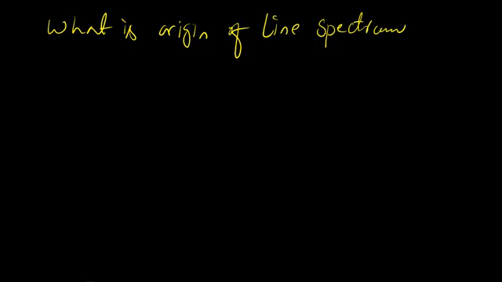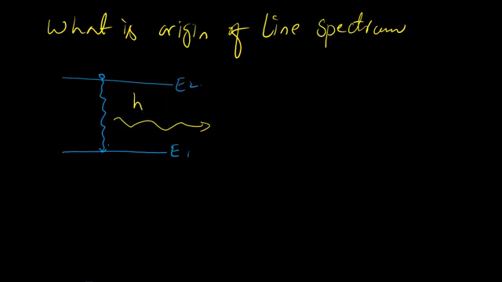According to the Bohr atomic model, electrons jump from a higher energy state to a lower energy state. Suppose these are the two energy levels E1 and E2. When the electron jumps from the higher energy level to the lower energy level, this jump in energy is accompanied by the emission of a photon of energy hν.